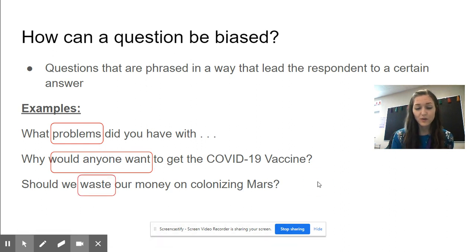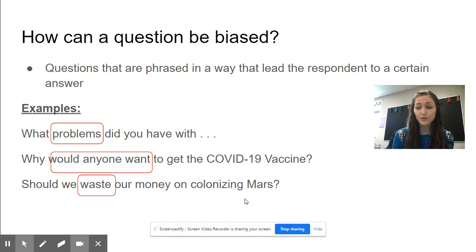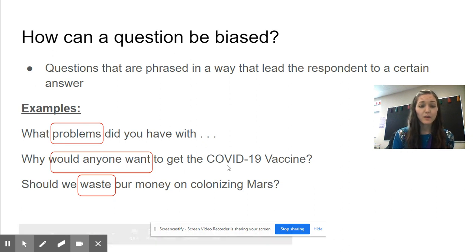The word waste is what makes this question biased. It's pushing our respondent into the idea that colonizing Mars is a waste of money, instead of asking them if they think it is or is not a waste of money. So we could rewrite this one at the bottom here to, should we allocate our time, money, and resources towards colonizing Mars? We could rewrite the second one so that it's not biased by saying, what are some reasons why someone would want and would not want to get the COVID-19 vaccine? And then we could rewrite this one to, did you have any problems or success with fill in the blank?